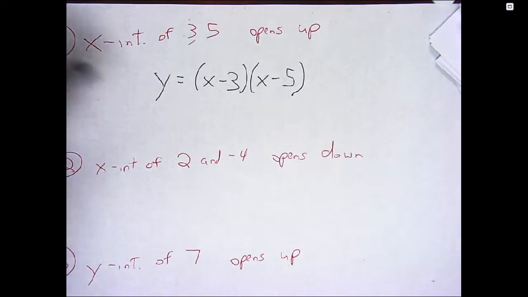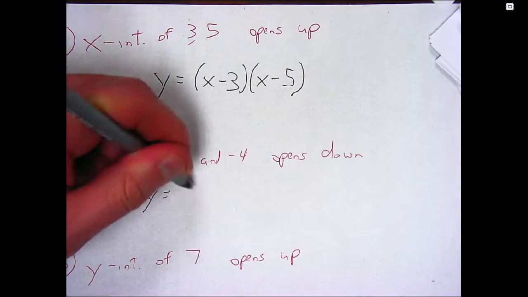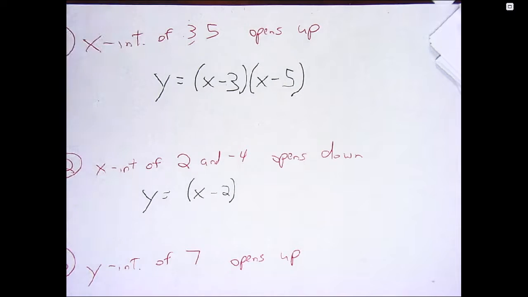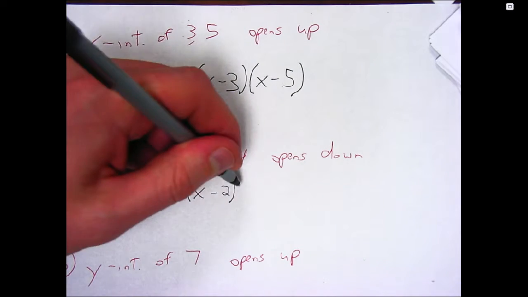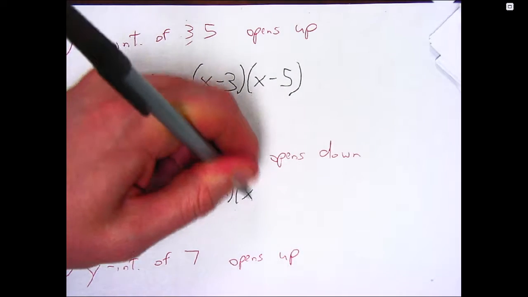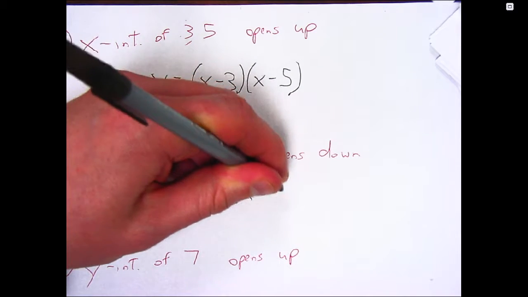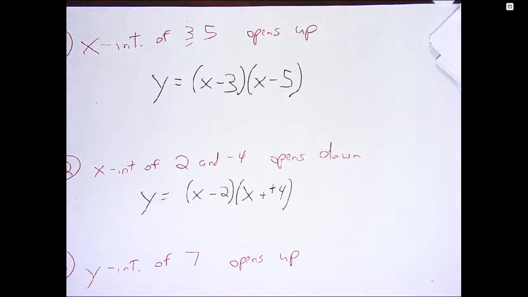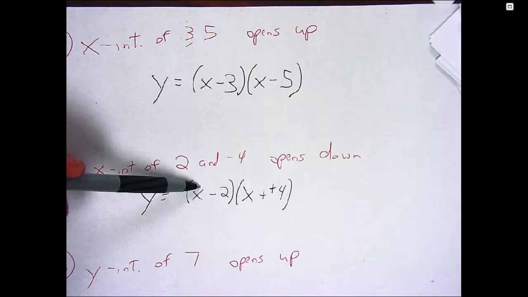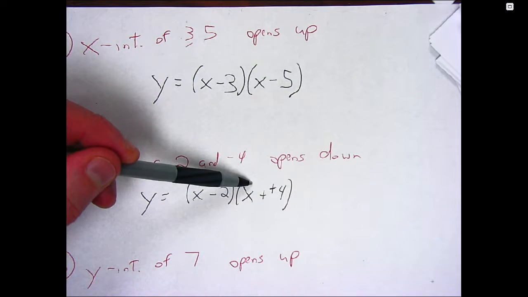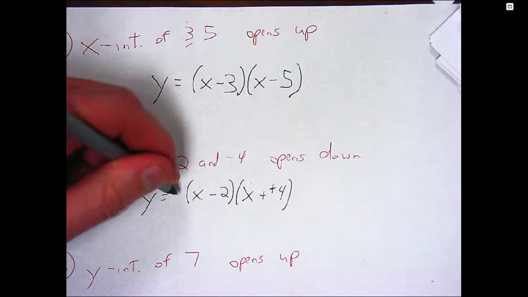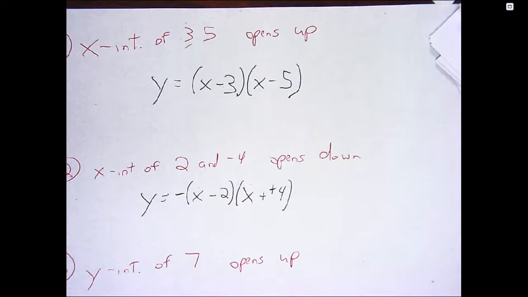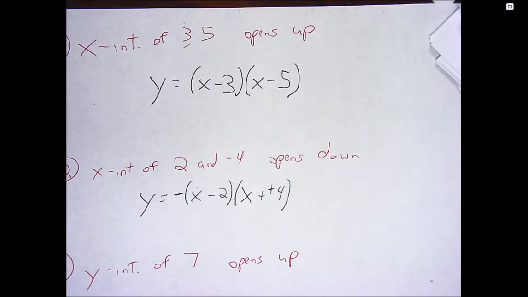Okay. Next one's very similar. x-intercept of 2, so I'm going to have x minus 2. And then x-intercept of negative 4, so I'm going to have x minus negative 4, and that turns into x plus 4. Right? 2 makes this one 0, negative 4 makes this one 0. And then to open it down, I just put a negative out in front. That negative will make it sort of an upside down parabola.